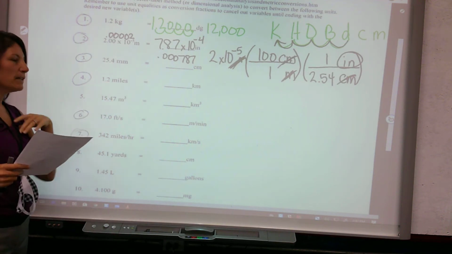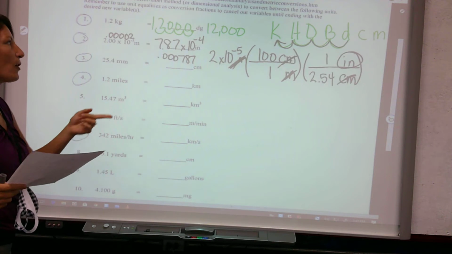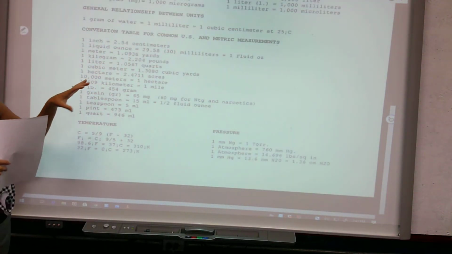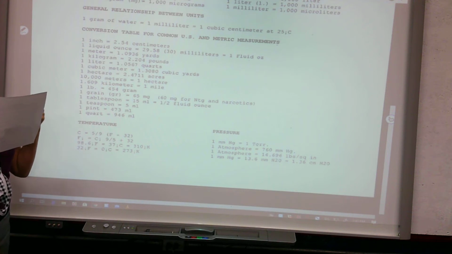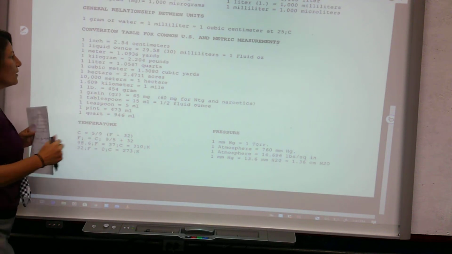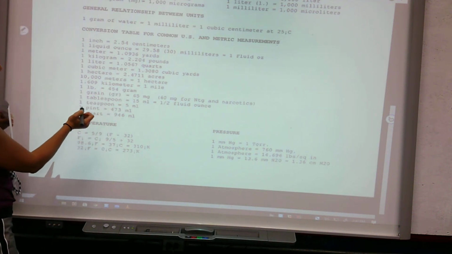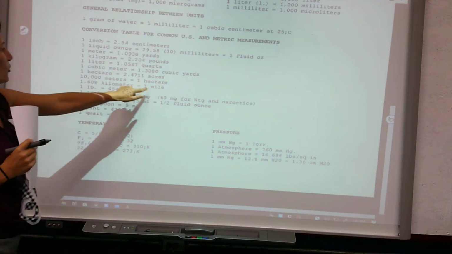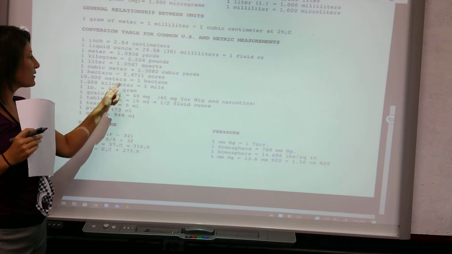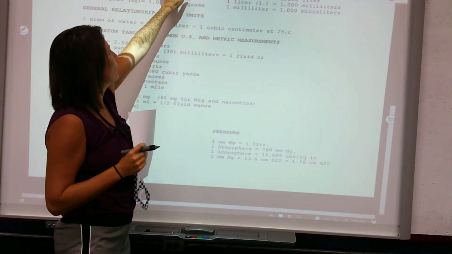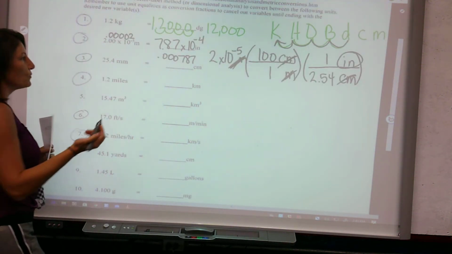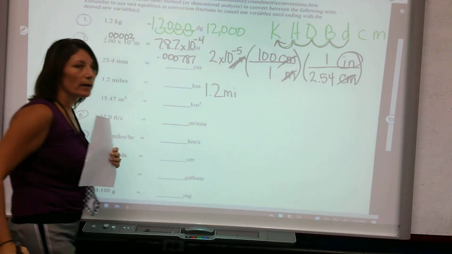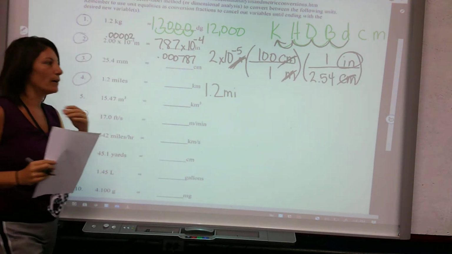All right, another one we did is number 4, and it was a 1-step problem, but we needed to use this again because we're in miles, and we want kilometers. So if you look here, we have, let me find it, it's on here, kilometer to mile right here, 1.609 kilometers equals 1 mile. Right, so when I start this, I'm always going to start off by writing down what I'm given, which is 1.2 miles.